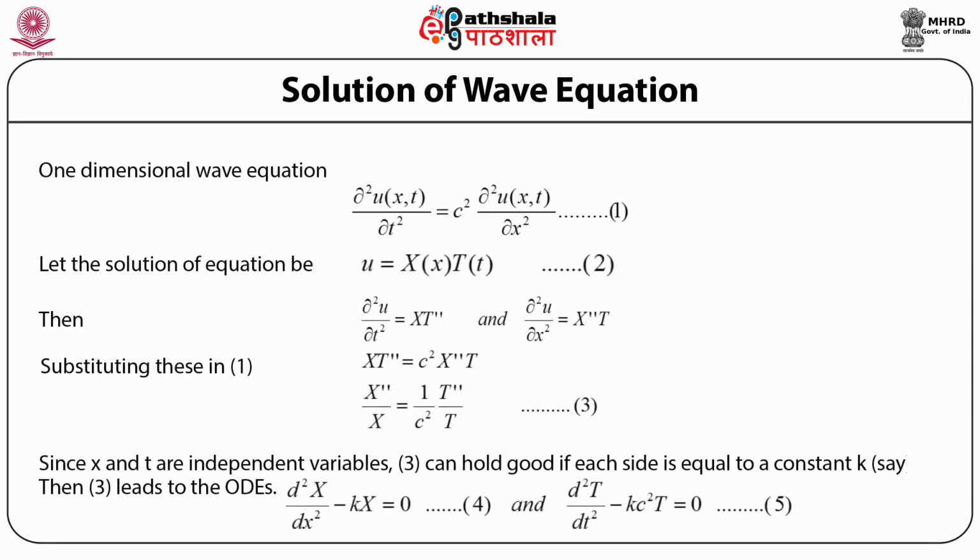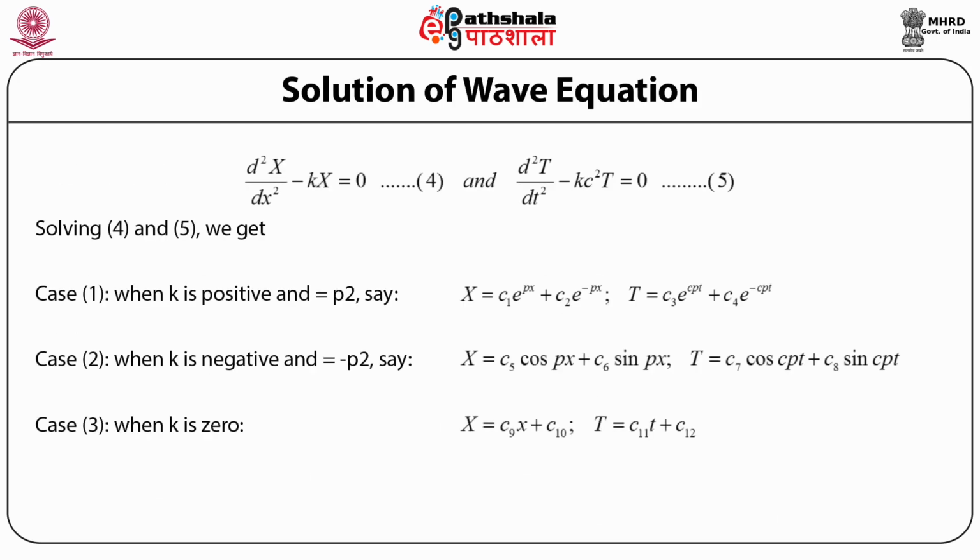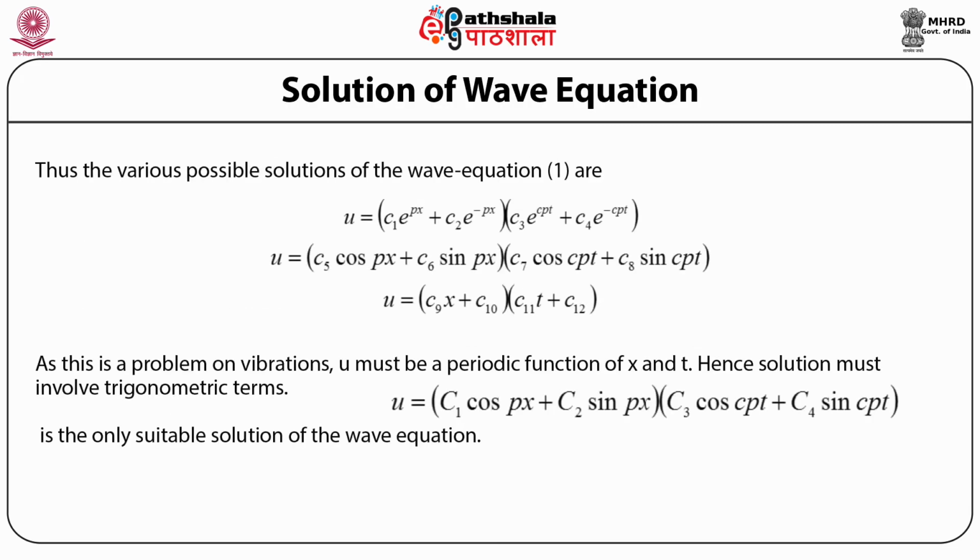We can just follow the same procedures which we have done before, step by step, and come down to equations 4 and 5. Once we put in the different cases of k, positive, negative and 0, we are going to have the following solutions for u. The final slide for the solution gives just the product of X and T as seen in the previous one, and this is the final solution for u for different cases of p.